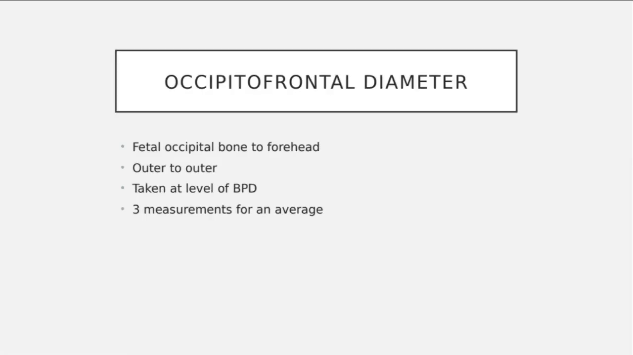Next, with the same level picture of the BPD and the head circumference, we can also do an occipitofrontal diameter. We are not really doing this unless we are questioning some sort of abnormal head shape. So this is where we do a width measurement, so not an AP measurement like a BPD, but a width measurement from the back of the baby's head bone, occipital bone, to the forehead. So we're doing outer to outer, going from the outer occipital in the back to the outer frontal in the front. Still taking it at the same level of the BPD and the head circumference, and we're still going to do 3 measurements for an average if it's indicated for us to do an OFD.